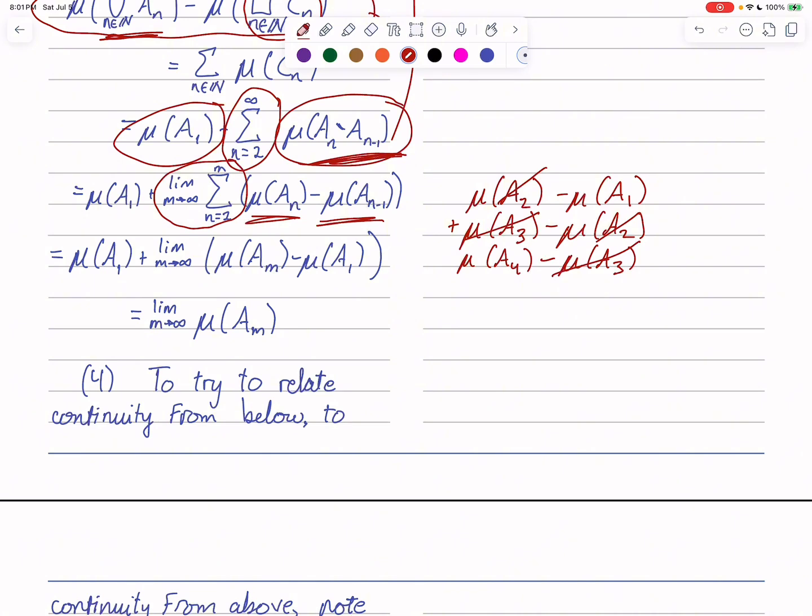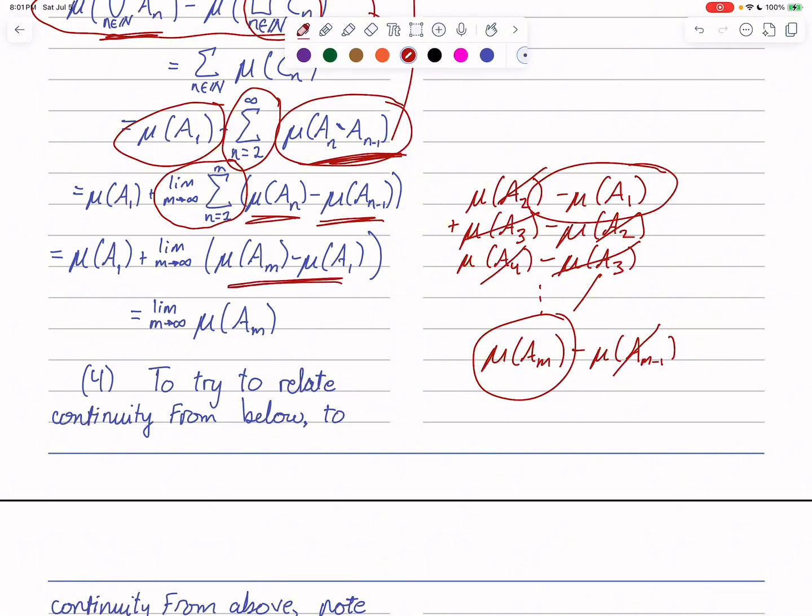Hopefully this is familiar, but this is the notion of a telescoping sequence, so that you keep getting these cancellations until at the very end, the only thing that doesn't cancel is mu Am. Whatever was right before that will cancel, so that's mu Am-1. But in any case, this mu Am survives, the minus mu A1 survives, and so that's what we have down here.